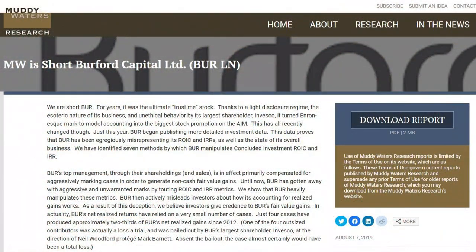However, in August 2019, a company called Muddy Waters Research released a report revealing several breaches in Burford Capital's accounting practices, and suddenly the share price halved on that day.